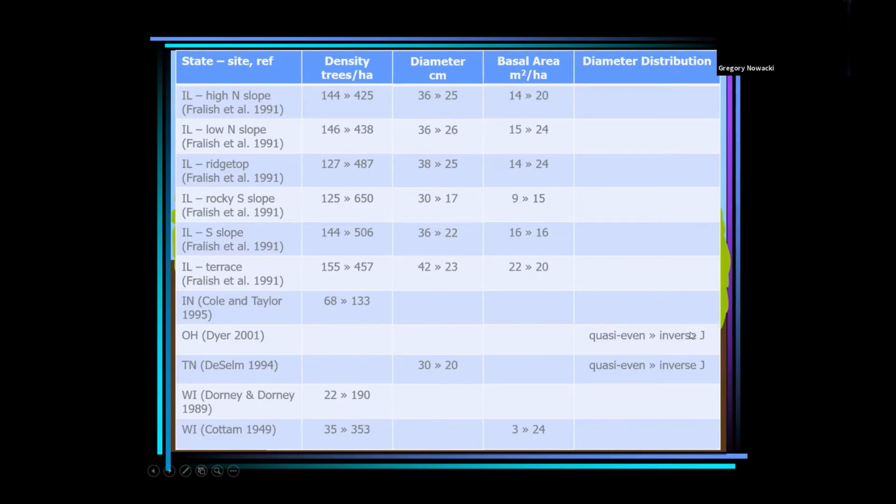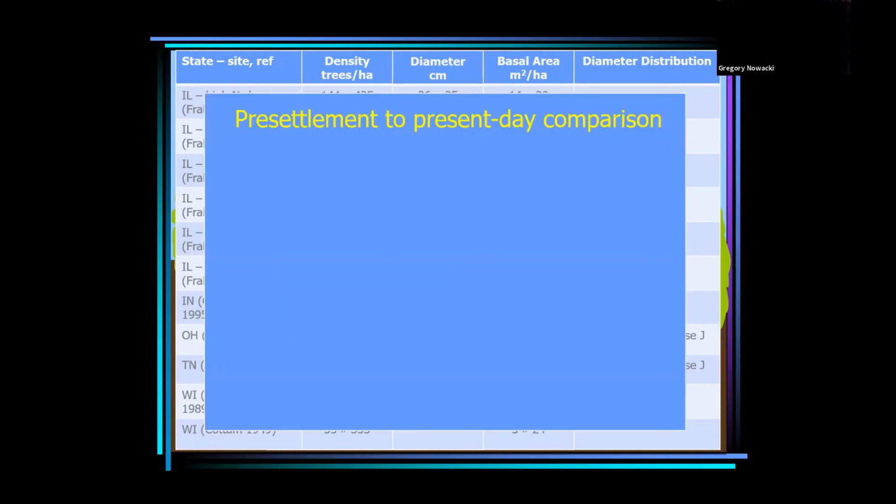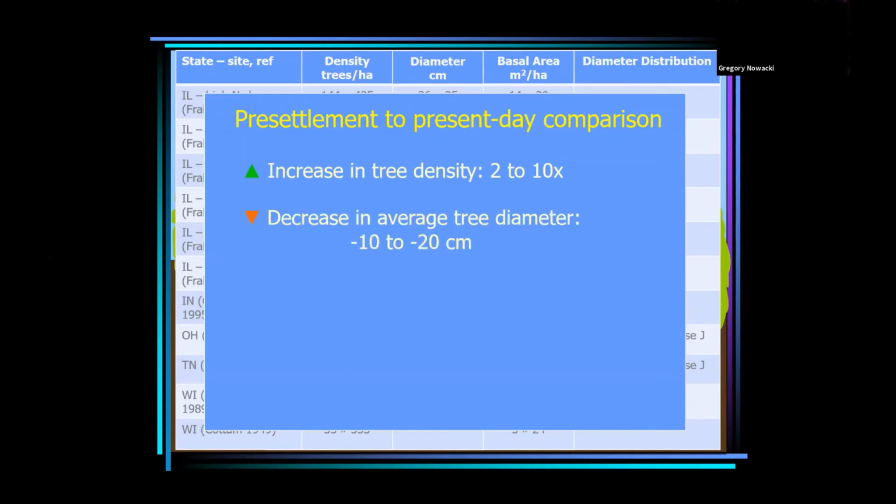to a strong inverse J-shaped curve dominated by small stems today. So in summary, from pre-settlement to present day, we see a large increase in tree density, anywhere from 2 to 10 times. We have a decrease in average tree diameter, again not surprising, anywhere from 10 to 20 centimeters less. Coupled together, there has been an increase in basal area.